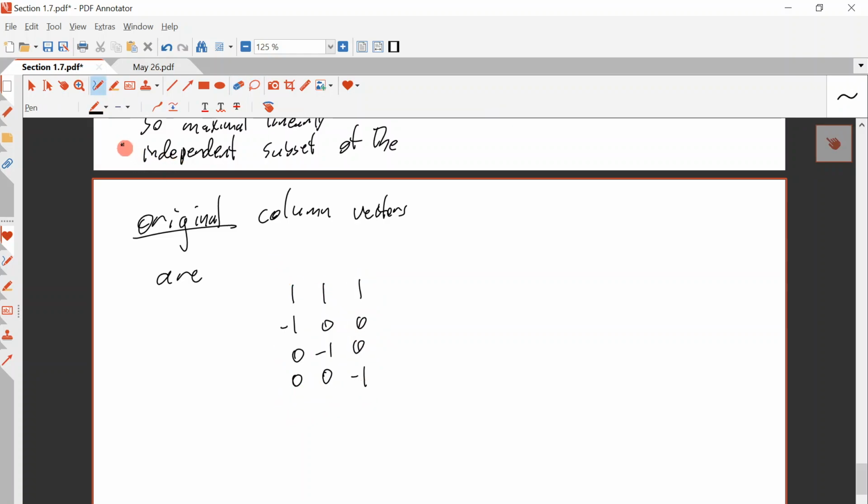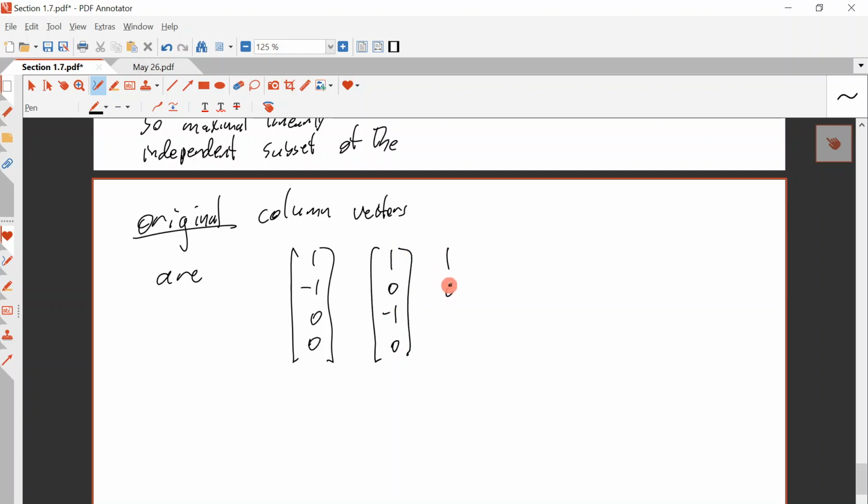Right, so you've got this vector, this vector. Let me do that a little better. You should know what those vectors are. So it's 1, minus 1, 0, 0. 1, 0, minus 1, 0. And 1, 0, 0, minus 1. This is column 1. Column 2. Column 3. Okay? Alright.